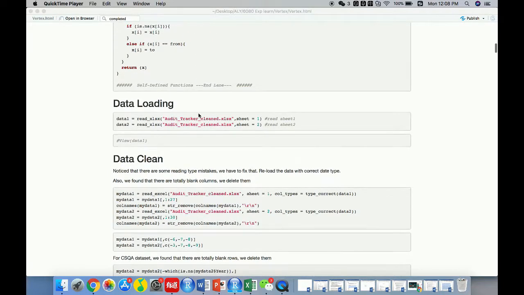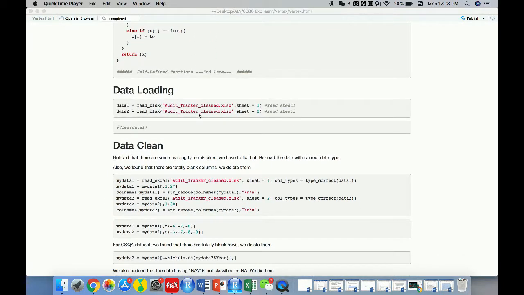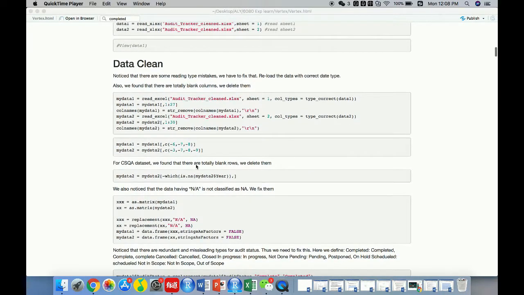Okay, the first thing, we need to load our data. There are two sheets, which are GXP audits and CSQA audits. We have to load them separately because we're gonna analyze them separately. After that, we have to do our data cleaning. The first error I found is that the date data will be incorrectly read as nonsense numbers rather than dates. So we have to fix this first.